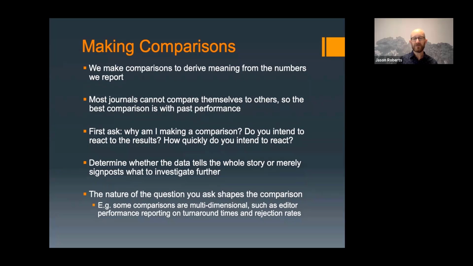What do I mean by these two points? Well, first of all, anyone can generate numbers. Numbers don't mean anything without context. You can provide that, and you've hopefully got some historical background to understand what your journal's doing.